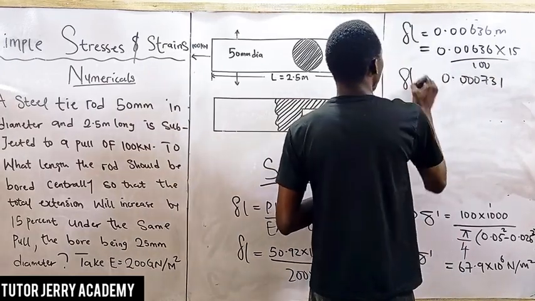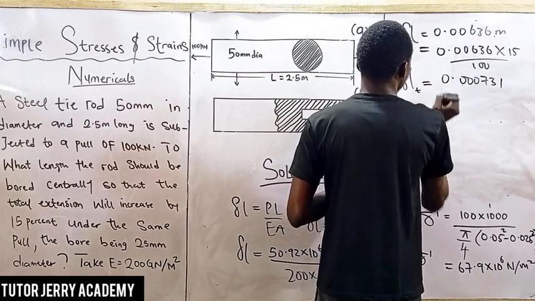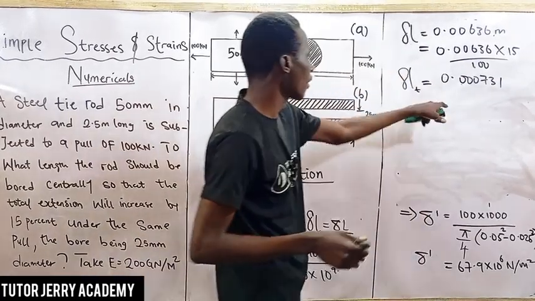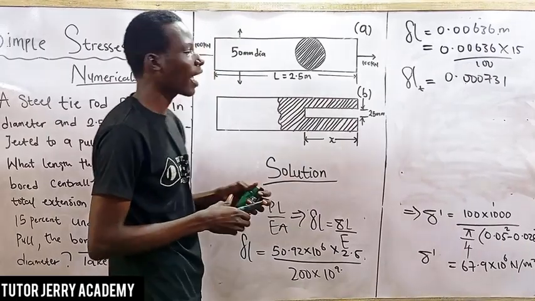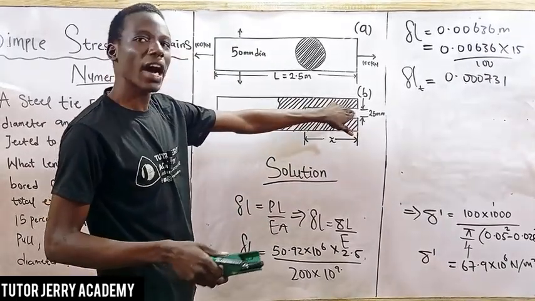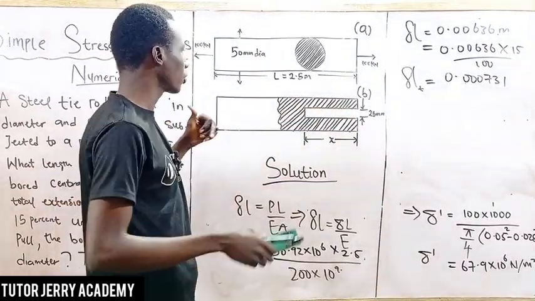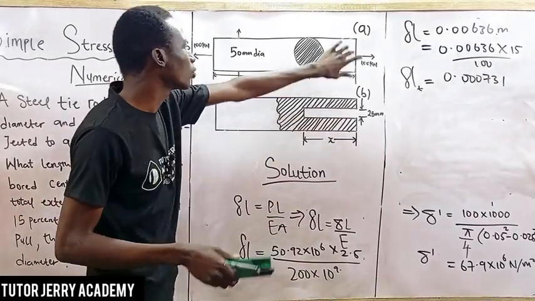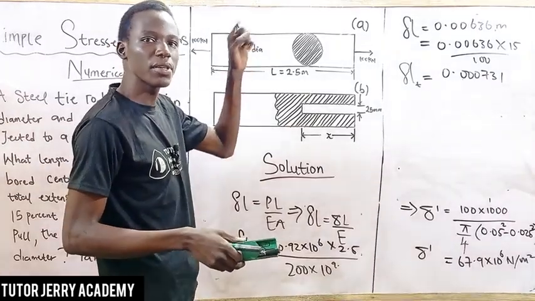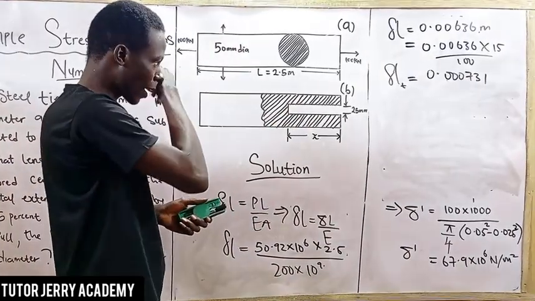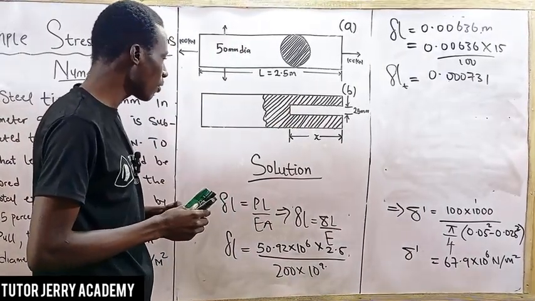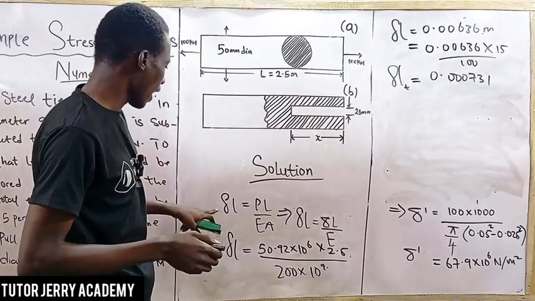So this, of course, I can subscribe it with T here. This is our total extension after a bore has been made. Of course, we were told that after a bore has been made, the total extension increased by 15%. So this is the total extension. Now, what am I going to be doing next?